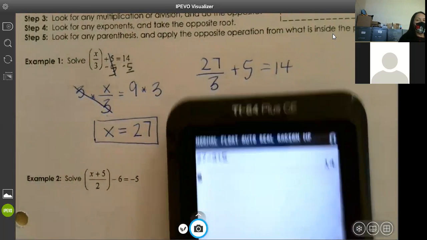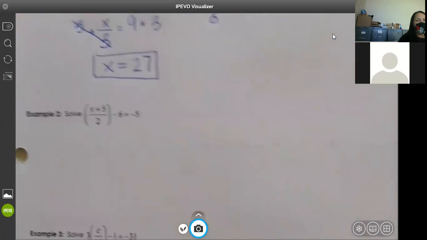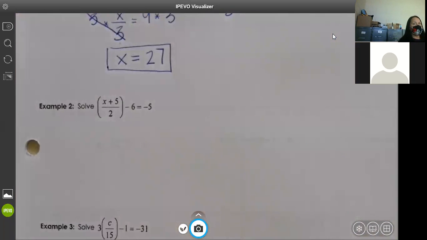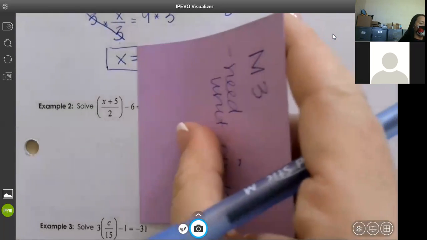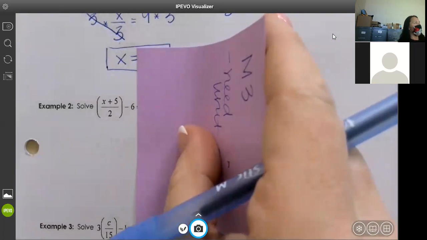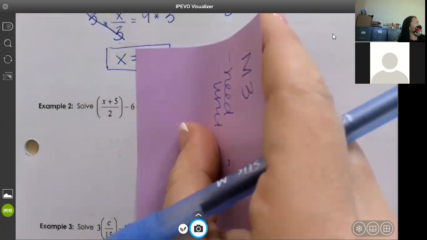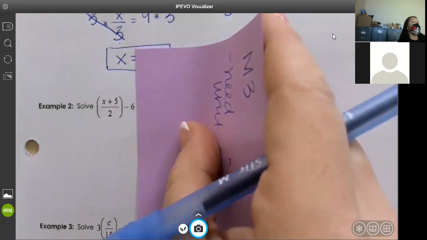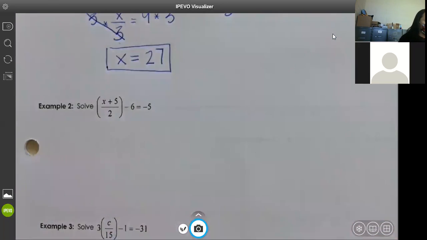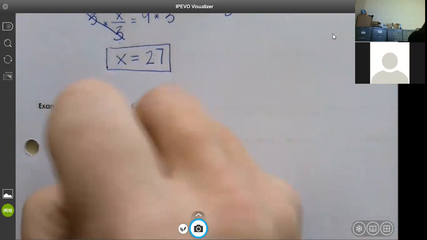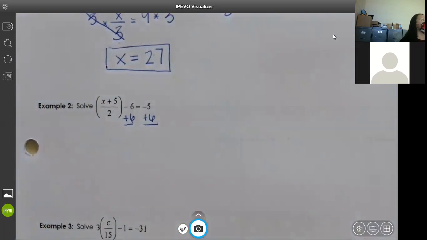Okay, look at your next one. It says solve (x plus 5) divided by 2 minus 6 equals -5. What are we solving for? X. Check out the sides, what's on the same side but not with it. And remember that parentheses group stuff together, so they're all one unit when they're inside a parentheses. So what is not with it? -6. How do I get rid of a -6? Add 6. Perfect. What I do to one side, I do to the other.